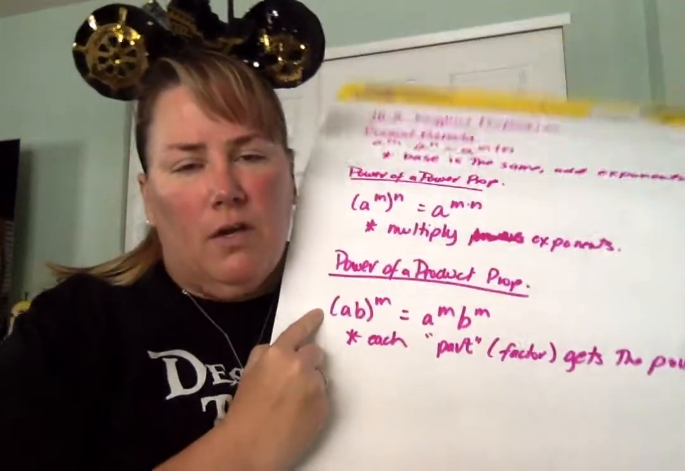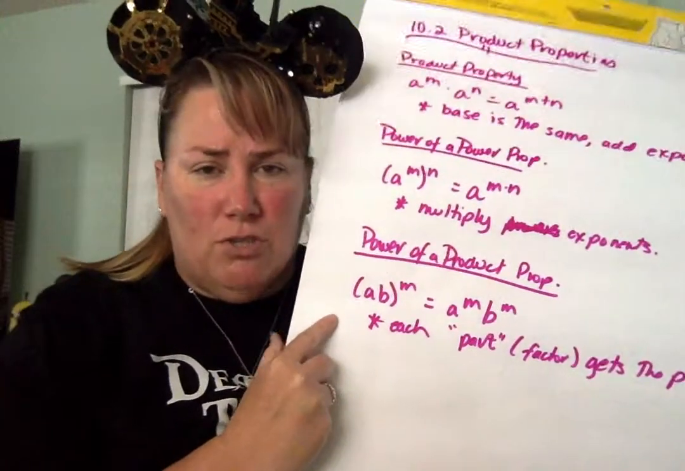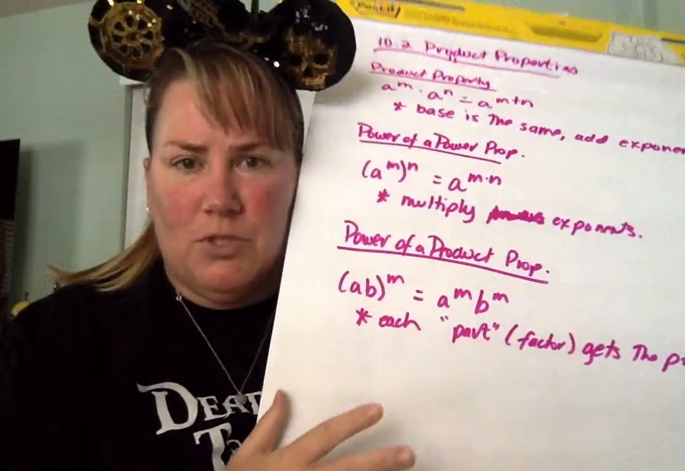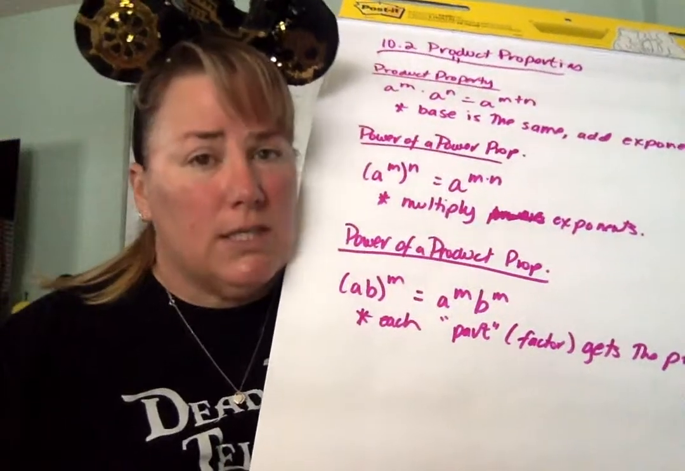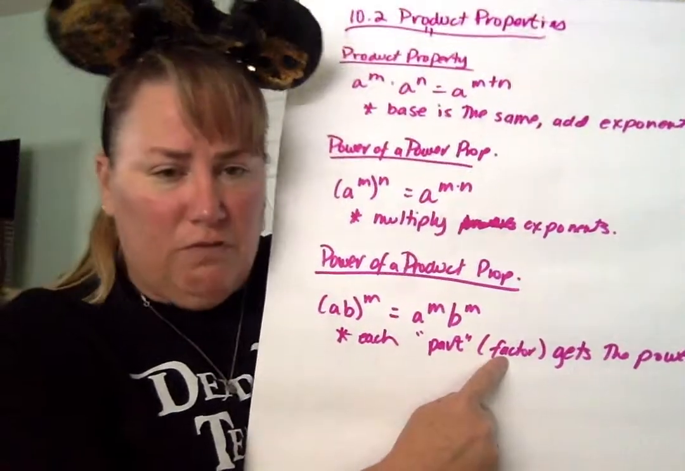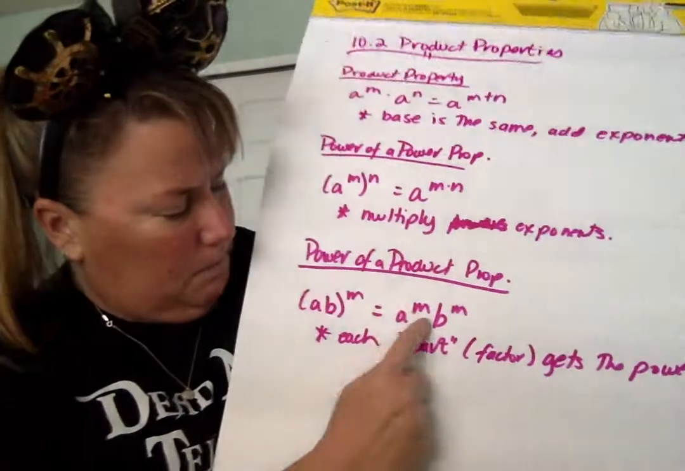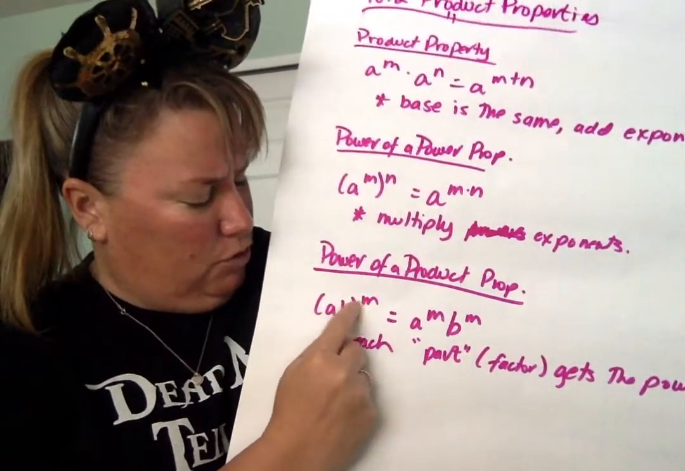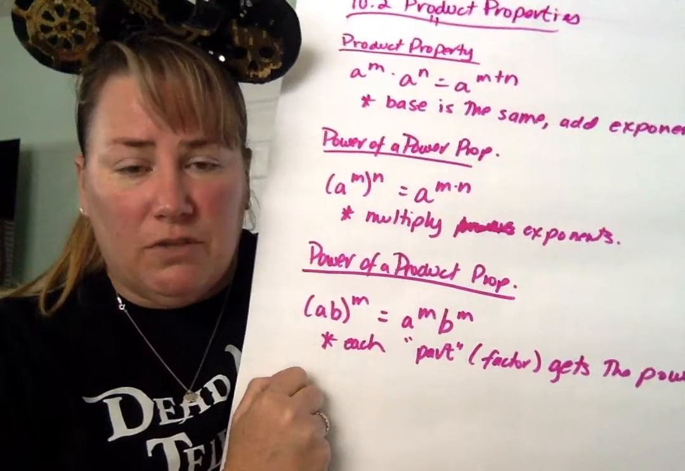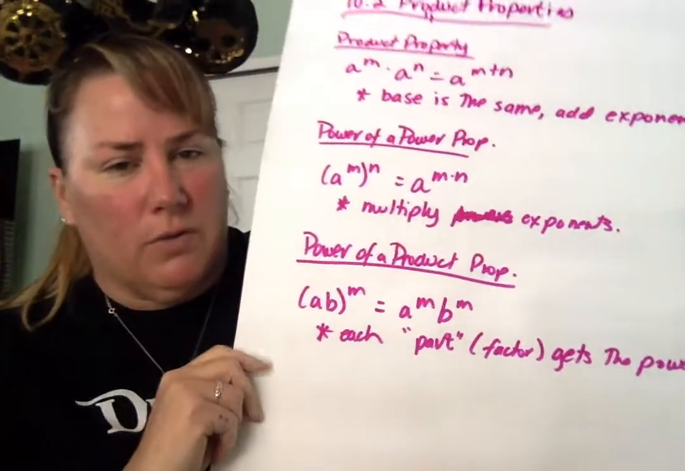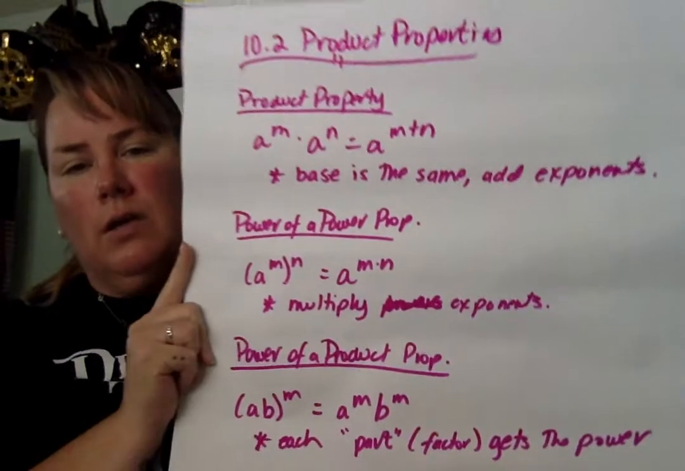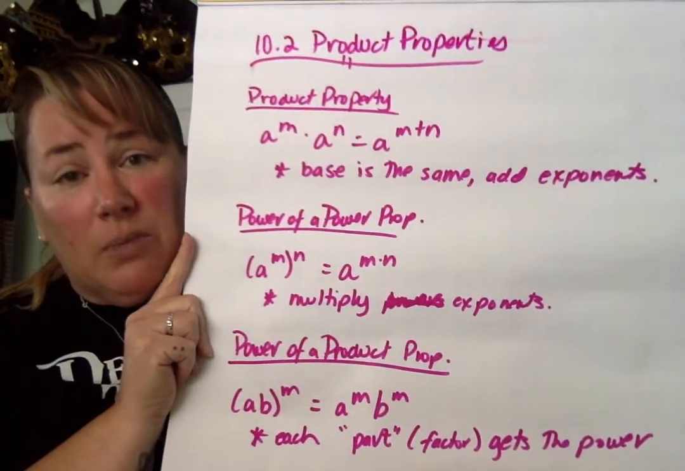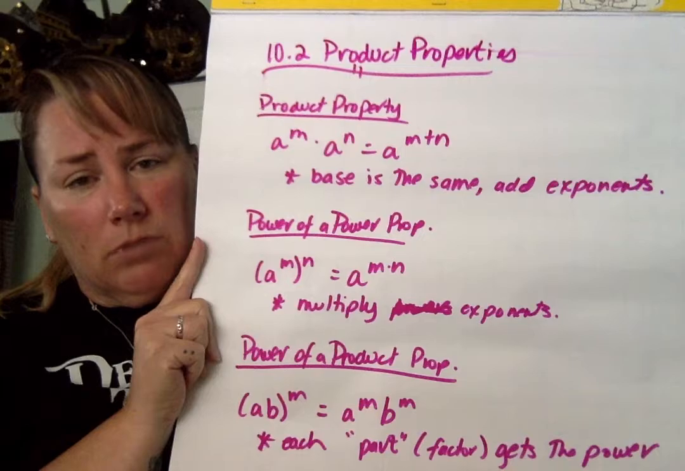So you can have variables, you can have coefficients, you can have 2 terms, you can have 5 terms, you can have 10 terms, you can have 17 terms. It really doesn't matter. But each part, meaning the factor, gets that power. So in a way, it's like saying m is going to distribute to each little factor in a way. Okay, so we got to be careful with that. But these are your properties. And I will take a picture of these and put them in your notes. Okay? All right. So, first up, example 1.